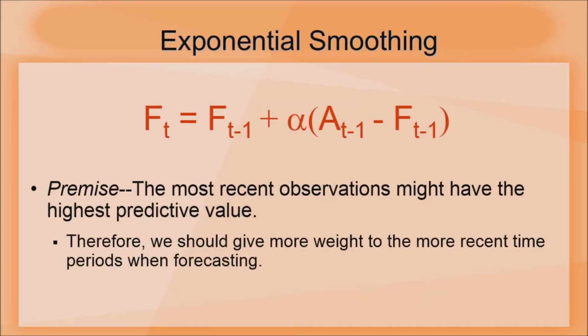Exponential smoothing. F_t = F_(t-1) + alpha (A_(t-1) - F_(t-1)). Premise: the most recent observations might have the highest predictive value. Therefore, we should give more weight to the more recent time periods when forecasting.